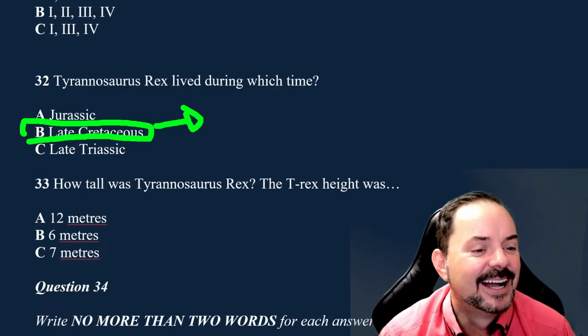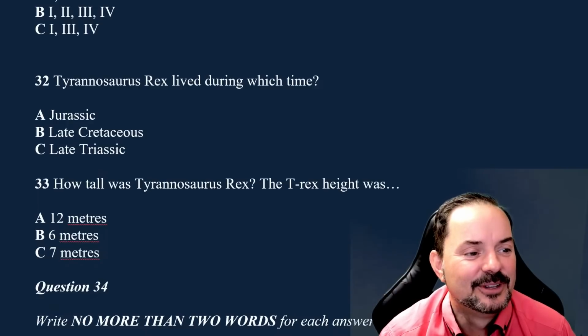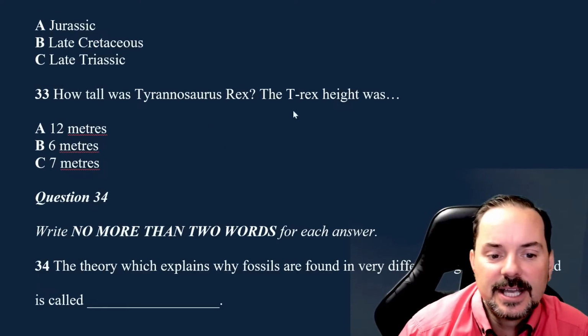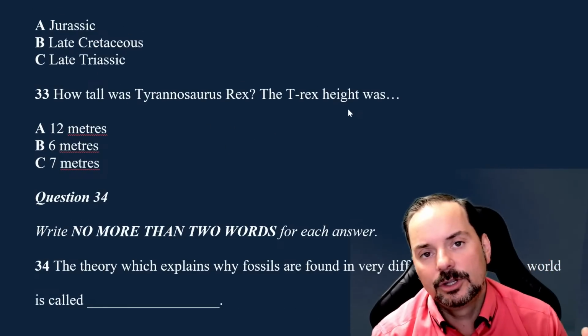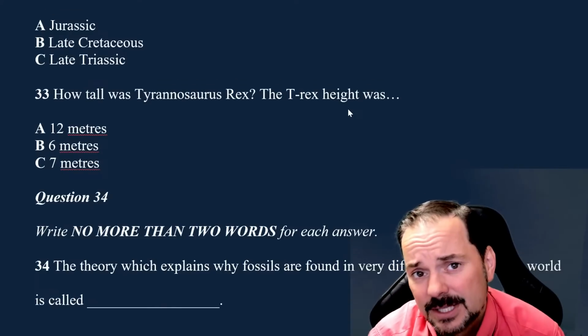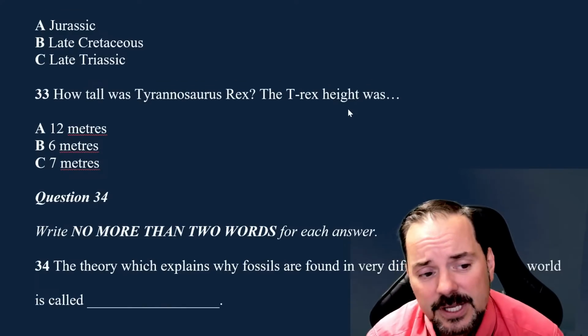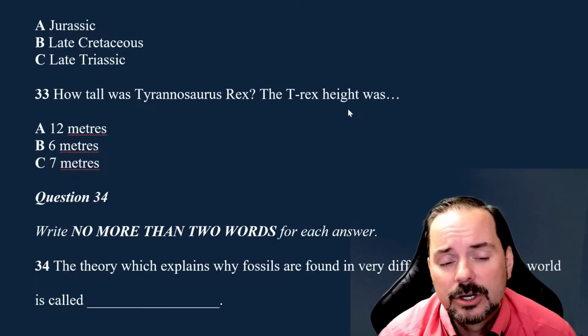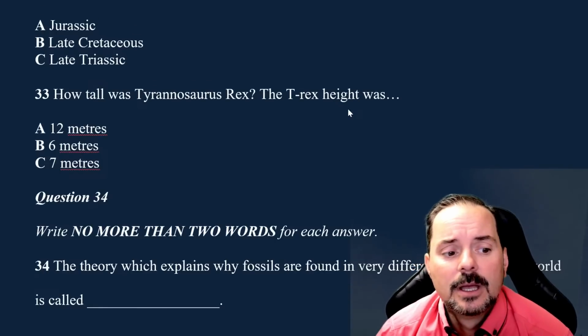So keep that in mind. Hollywood films are Hollywood films. How tall was the Tyrannosaurus rex? So when you're looking at multiple choice questions, think about them in different ways. Think about them in terms of statements. Think about them in terms of paraphrasing. So how tall, how high, how big, all of those are good ways to think about this.